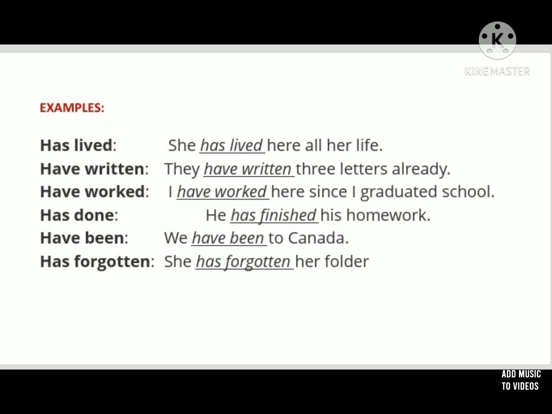Now look at these examples. Has lived. She has lived here all her life. Have written. They have written 3 letters already. Have worked. I have worked here since I graduated school. Has done. He has finished his homework. Have been. We have been to Canada. Has forgotten. She has forgotten her folder. So you can see the form of present perfect tense and some examples.